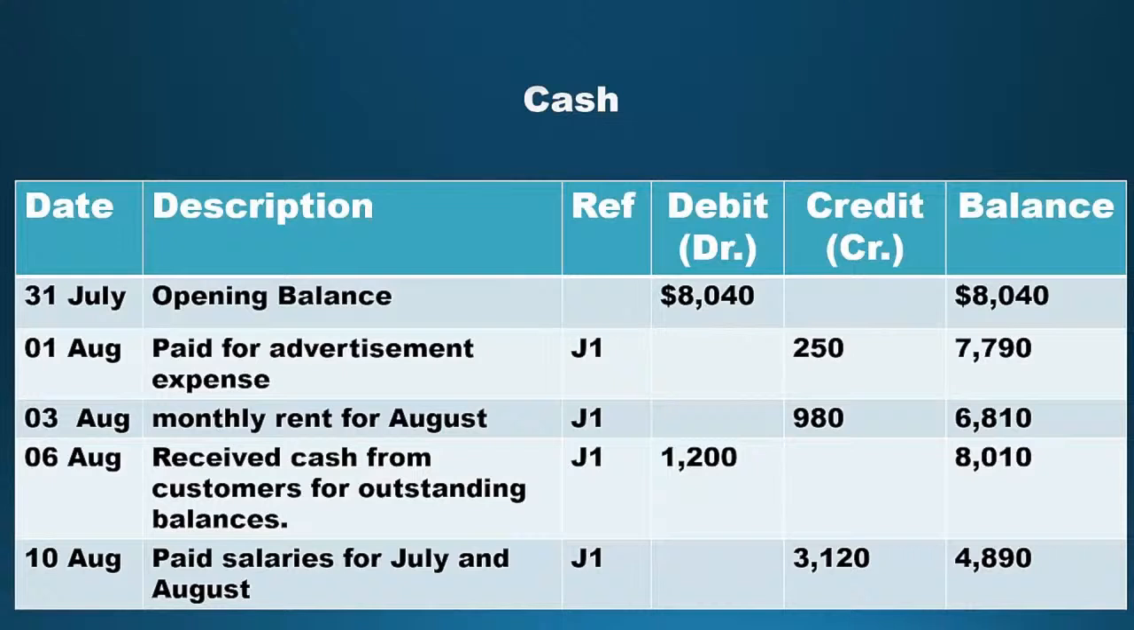Cash ledger. 1. Date. Write the date, August 10. 2. Narrative. Add the narrative, paid salaries for July and August. 3. Reference. Include the journal reference, J1. 4. Amount. Enter $3,120 in the credit column. We credit cash because the company is spending money, and decreases to cash are recorded on the credit side.